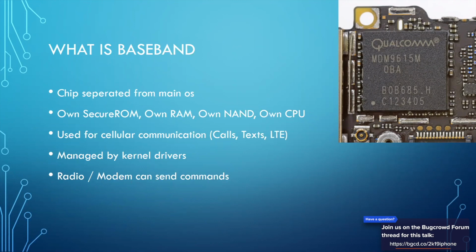What the baseband is mainly used for is cellular communication. So when you make a call, when you text a friend or a colleague, or when you access the internet over LTE, that is all done by the baseband chip. The only way the baseband chip is managed on the mobile operating system is through kernel drivers and a daemon interacting over the high-speed USB interfaces of this baseband device. It's also a modem, so you can send carrier commands to the modem that the baseband understands.